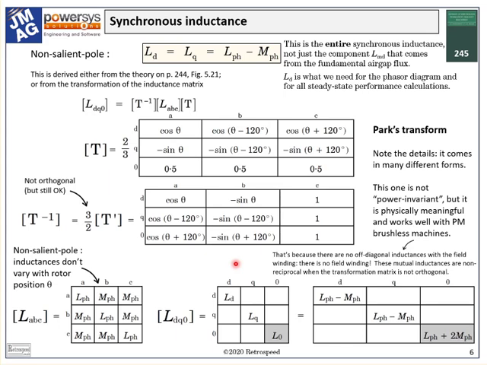Now, although the magnetizing inductance is part of the synchronous inductance, there is another way to calculate the synchronous inductance which works very nicely for non-salient pole machines like this one, but not quite so simply for salient pole machines like the IPM. And this is the difference between the phase self-inductance and the phase-to-phase mutual inductance, LPH minus MPH.